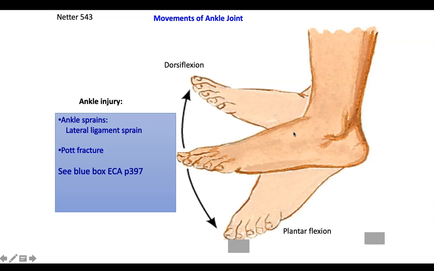The Pott fracture is the dislocation of the ankle joint. Dislocation of the ankle joint is always a kind of eversion injury. I will talk about the eversion movement in a second.